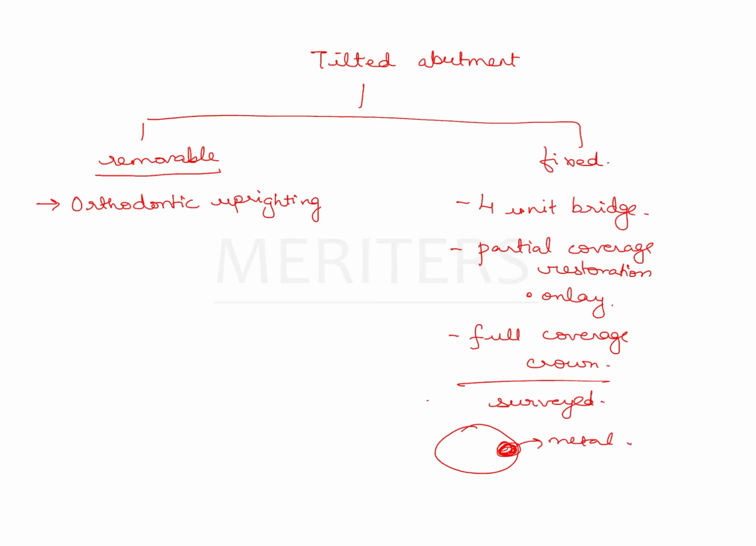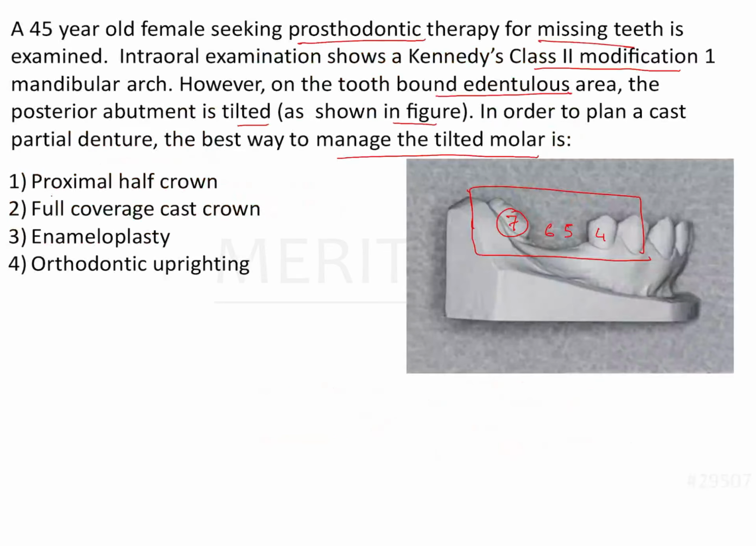But if you have to provide a surveyed crown, you will need endodontic therapy for that tooth. So that is not a conservative treatment approach, right? So the best thing to do would be orthodontic uprighting. So coming back to the question, what should be done in this tooth-bound edentulous area? You can give a proximal half crown. Now a proximal half crown is where you only leave the distal surface and prepare the rest of the tooth.